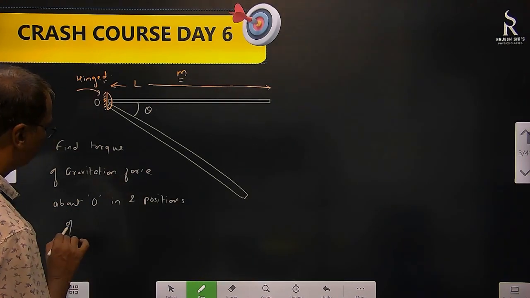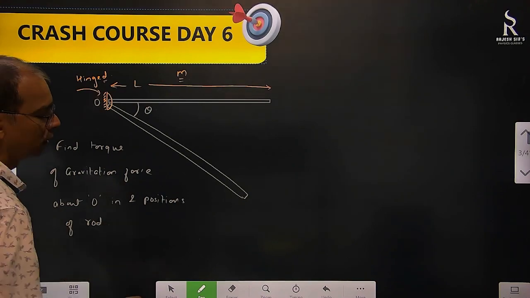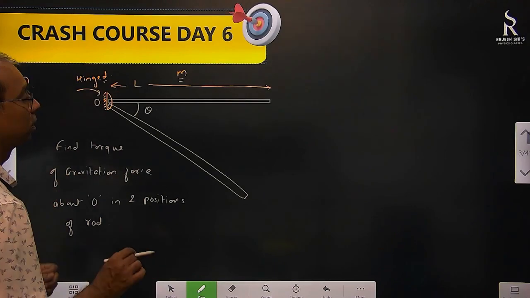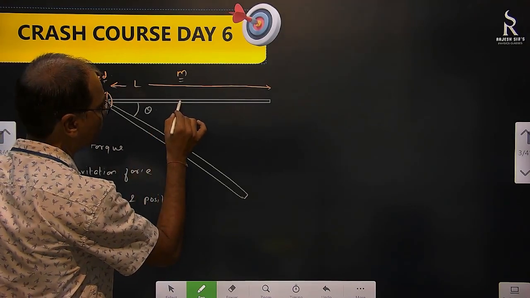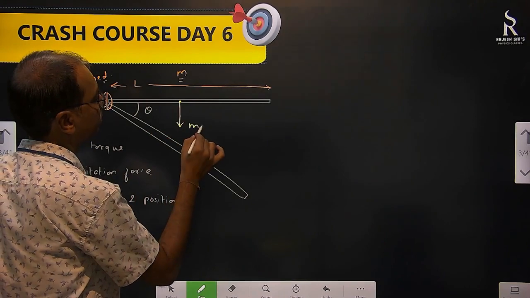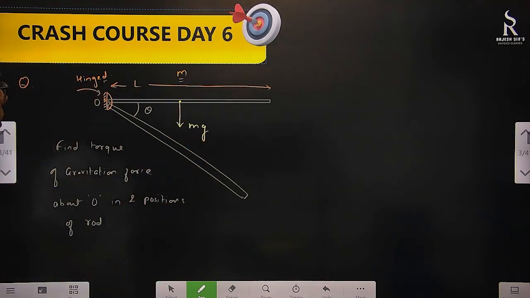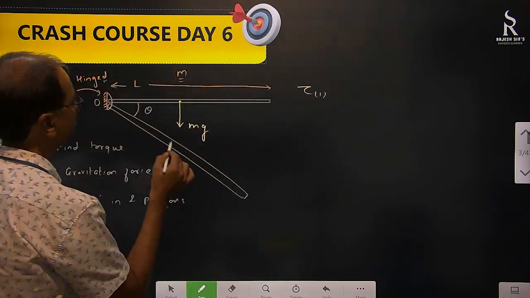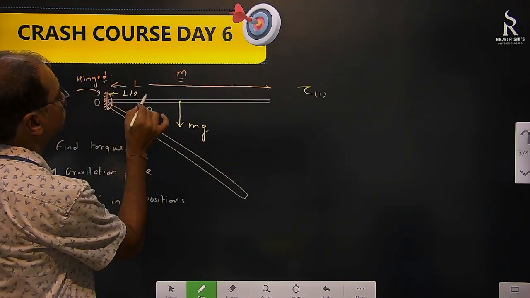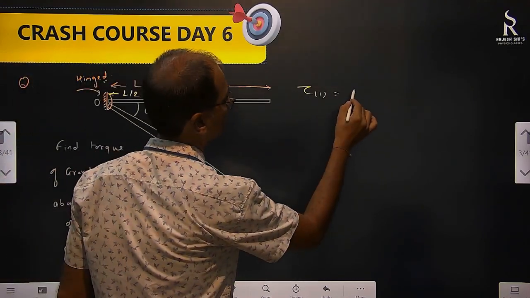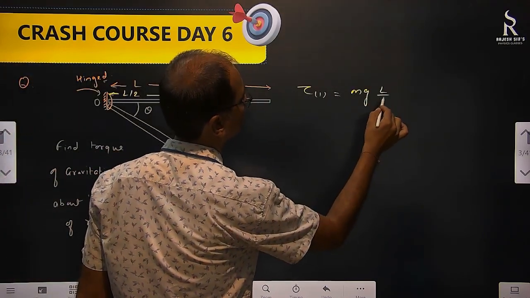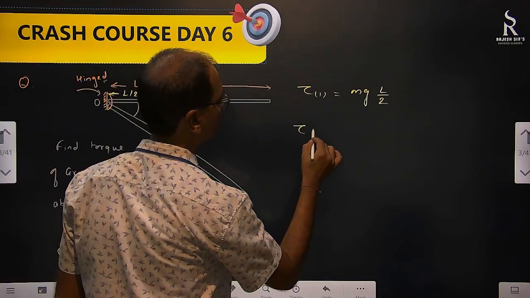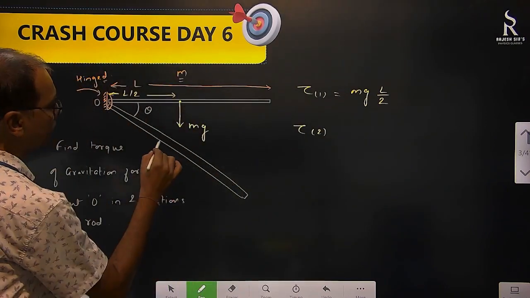Now first position, let's see. In the first position, we know mg is acting at its center of mass. Here, this is mg. So what will the torque be in the first position? Very simple. This is mg, this is L by 2. So the torque value is mg L by 2. No problem. Now the second one, mg is acting here.